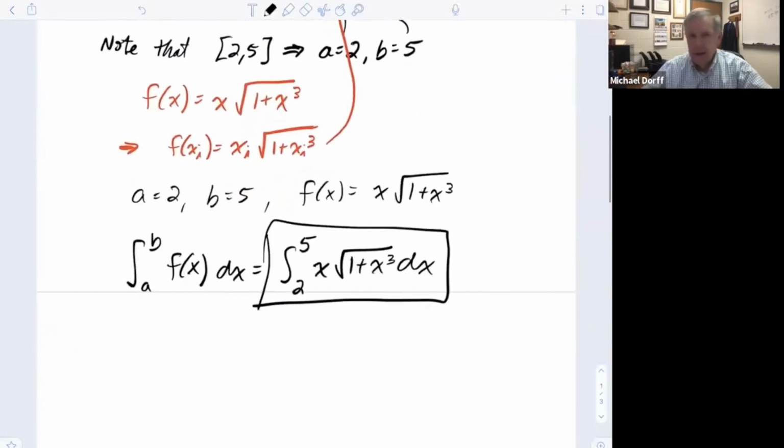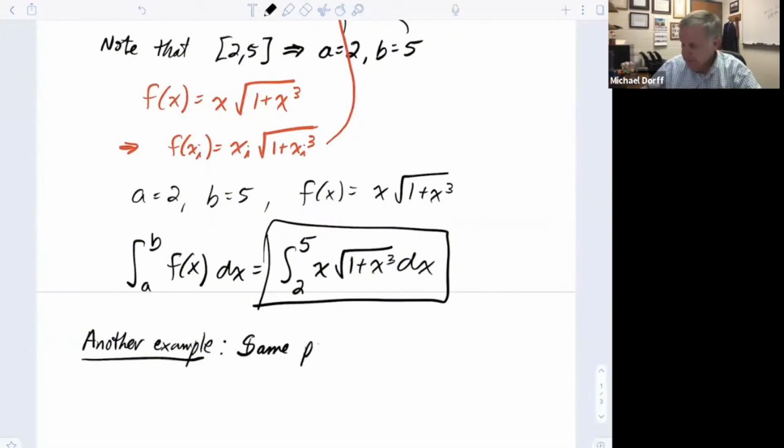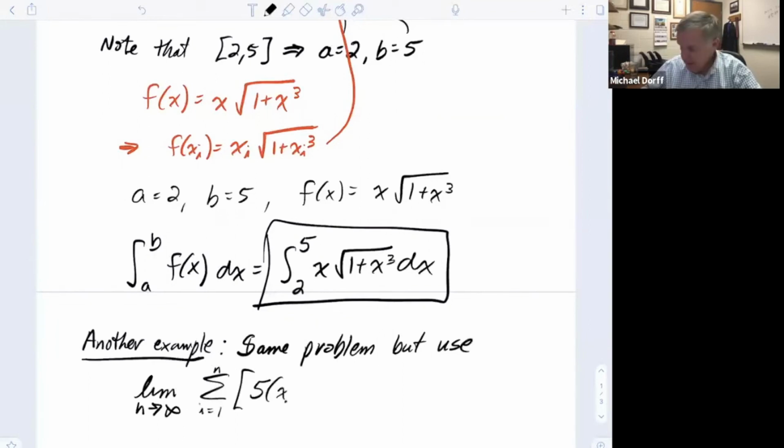Once you understand this idea, it's really straightforward, but sometimes it takes a little bit of time. So let me do another example here. Suppose I have the same problem, same idea, but use the limit as n goes to infinity of the sum, i equals 1 to n, of 5 x sub i star cubed minus 4 x sub i star delta x, and you're given the interval from 2 to 7.